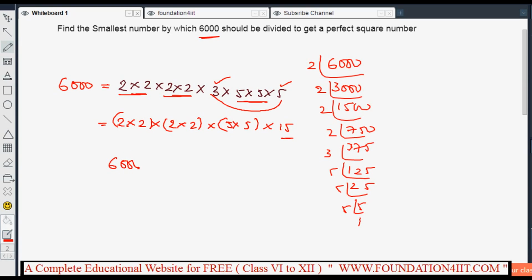So let us check now. 6000 divided by 15, you will get 400. So 400 is a perfect square. Then 400 is equal to 2 into 2 into 5, and so on. The square root of 400 is 20, because for each pair we take one: one 2 instead of the pair of 2s, one 2 instead of the other pair of 2s, and one 5 instead of the pair of 5s. So this is the smallest number you should divide by, that means 15, to get a perfect square number.